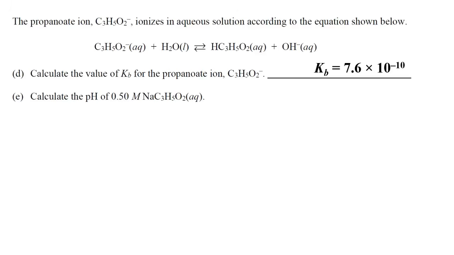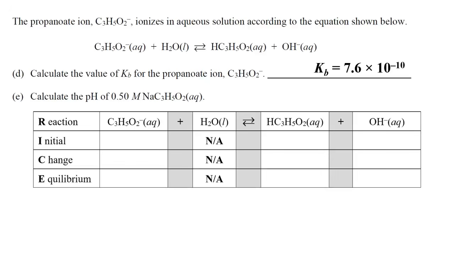So my strategy for doing the calculations of pH in part E is to first set up a RICE table. Now, when I write this RICE table, the R, which is the reaction, is going to be the reaction of the propanoate ion with water to produce its conjugate acid, so propanoic acid, as well as the hydroxide ion. And what I'll be doing is calculating the concentration of the hydroxide ion in this solution. Because if I can figure out the concentration of the hydroxide ion, I can definitely determine the pH.